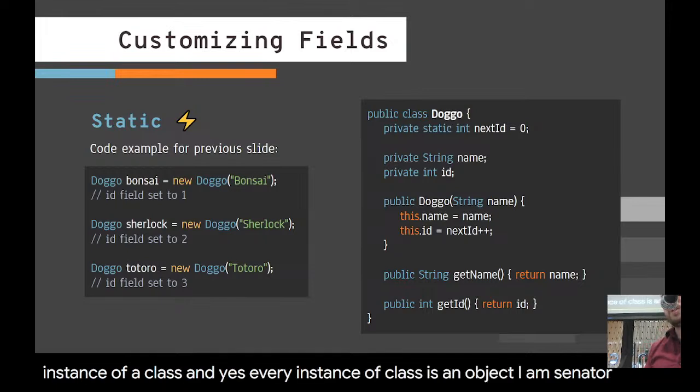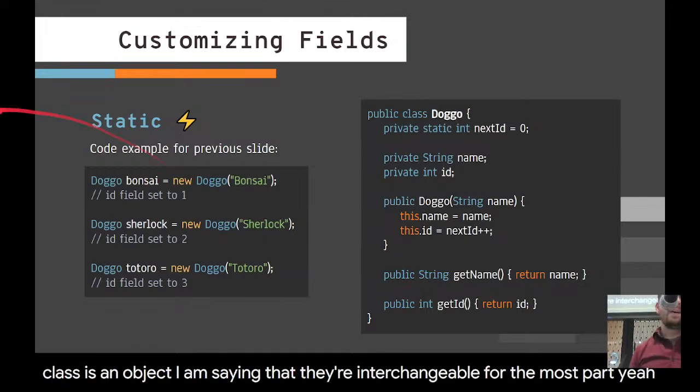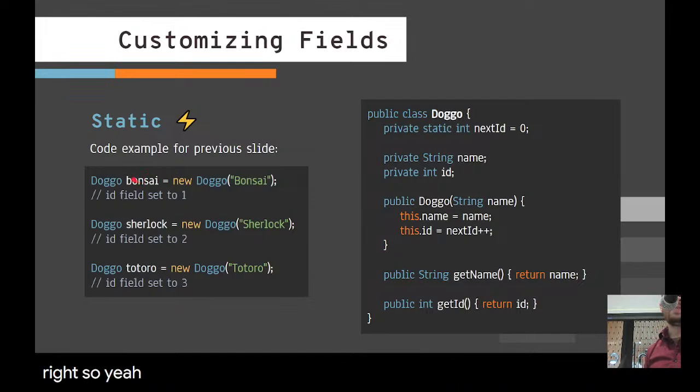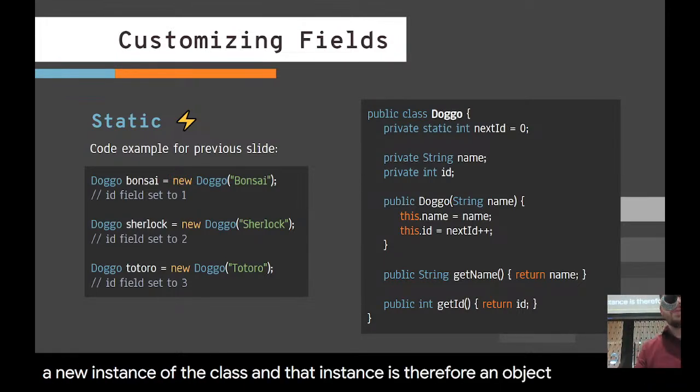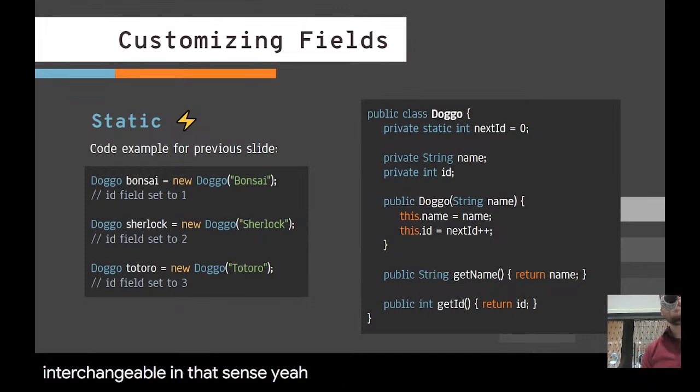I'm saying that they're interchangeable for the most part, yeah. Right, so right here, wherever we see we're creating a new instance of the class, that instance is therefore an object. They're interchangeable in that sense. Cool. Thanks for the question.